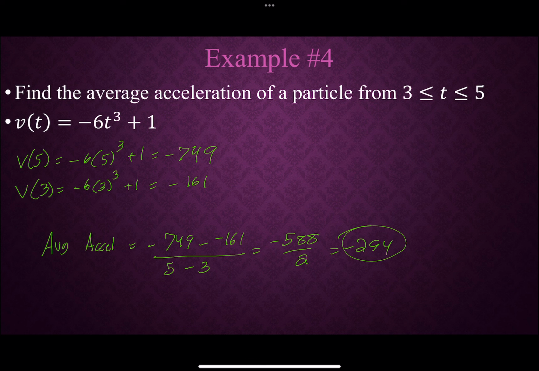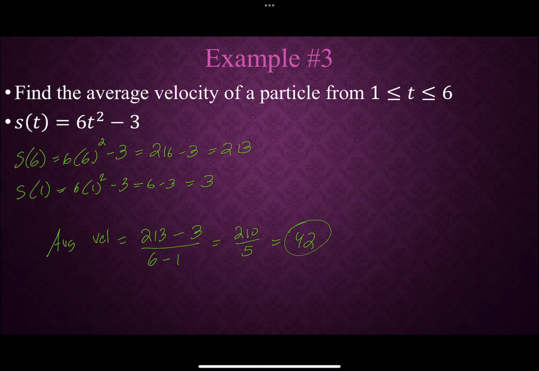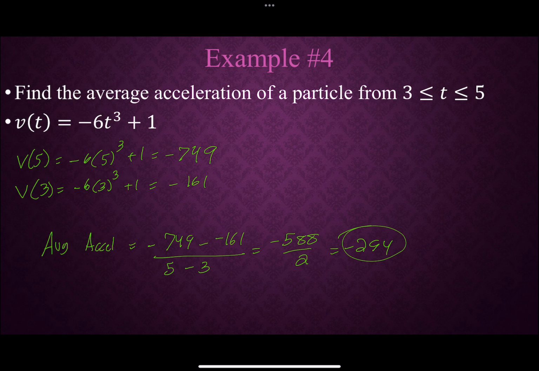We weren't given any units for the problem, so we're not really worrying about units for right now, but keep in mind velocity would be a unit kind of like length per time, so like feet per second. Acceleration would be a length per time squared, so it would be like meters per second squared. Those would be like the equivalent units you could use for velocity and acceleration.